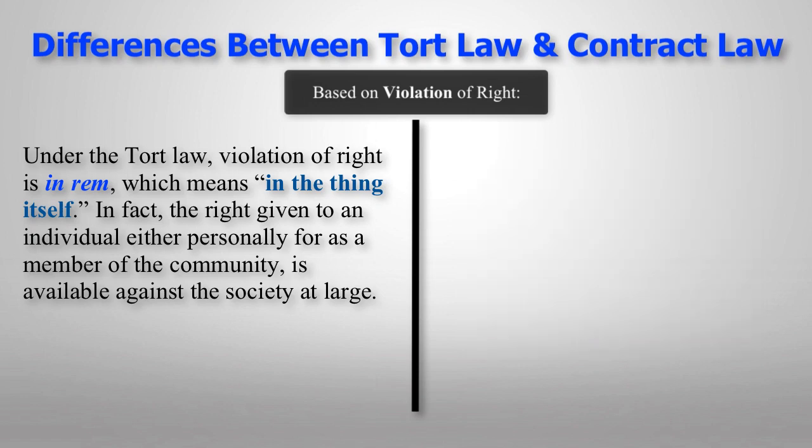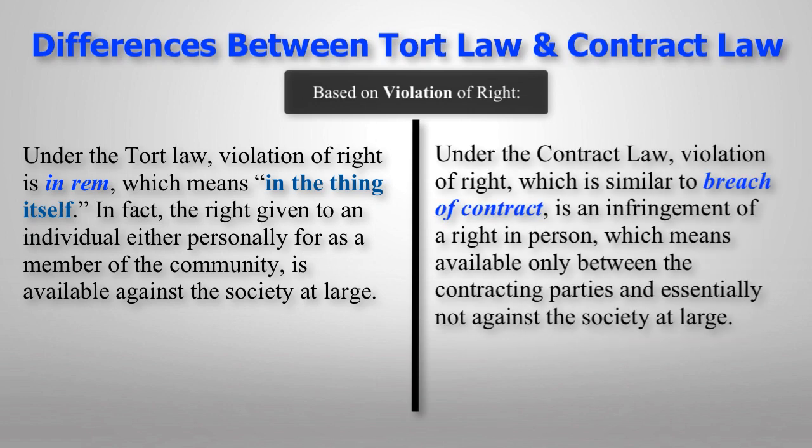Now on the other hand, under the contract law, violation of right, which is similar to breach of contract, is an infringement of a right in personam. Pay attention. It is available only between the contracting parties and essentially not against the society at large. So here in contract, if your right is being violated, only the other party who is part of that agreement is held responsible, not any person. So this is the first difference, that is based on the violation of the right.